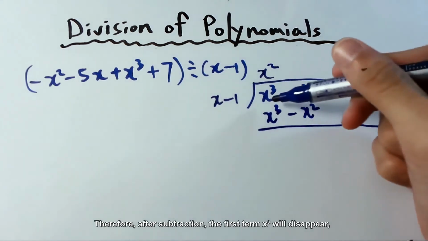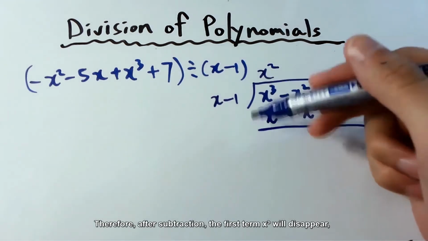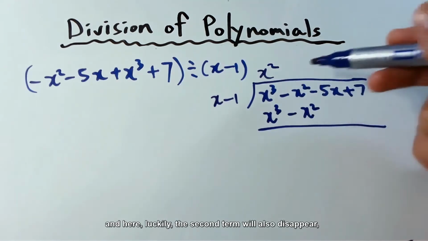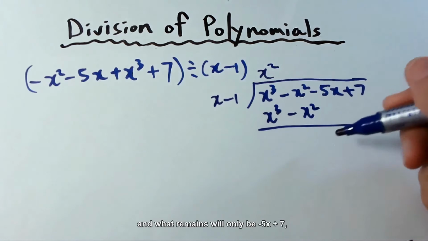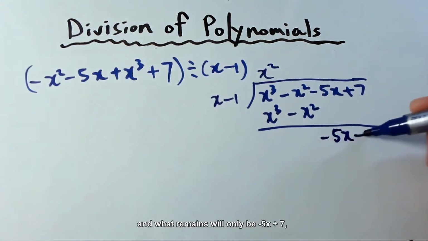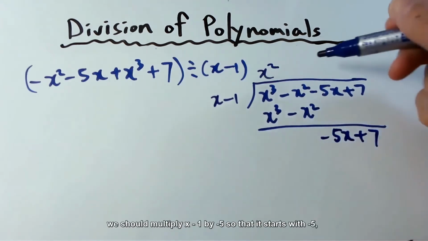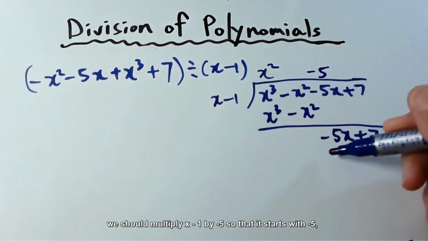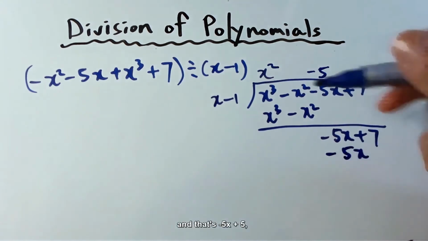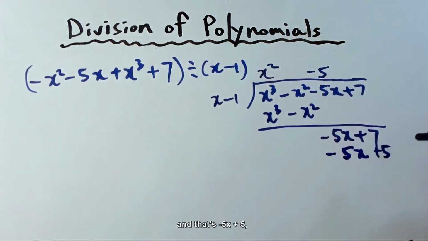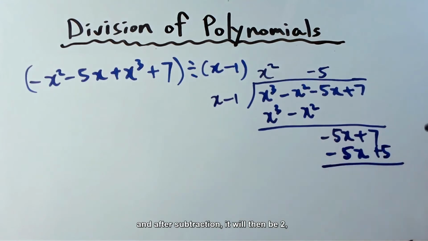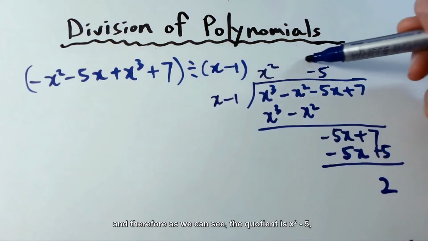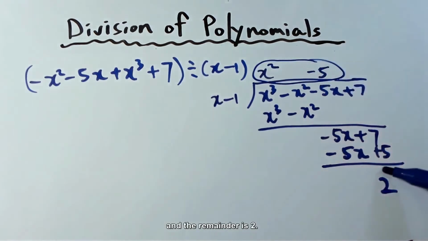Therefore, after subtraction, the first term x to the power 3 will disappear. And here, luckily, the second term also disappears, and what remains will only be minus 5x plus 7. And now we should know that we should multiply x minus 1 by minus 5 so that it starts with minus 5. And that's minus 5x plus 5. And after subtraction, it will then be 2. And therefore, as we can see, the quotient is x squared minus 5, and the remainder is 2.